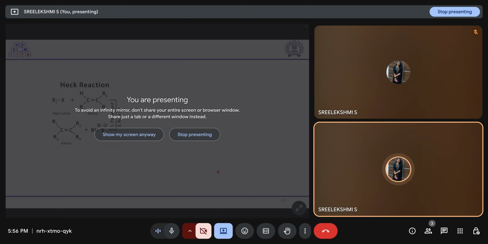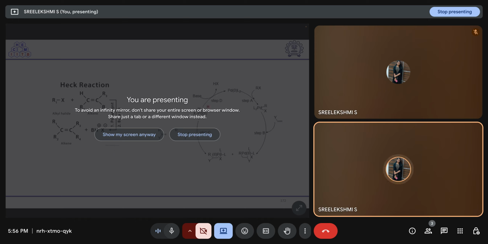Now, the next reaction is Heck reaction. So, in Heck reaction, we have already seen this mechanism in the previous lectures. Here an alkyl halide and an alkene react in the presence of a palladium catalyst and a base to form this coupled compound, an alkene. So, what is the mechanism?